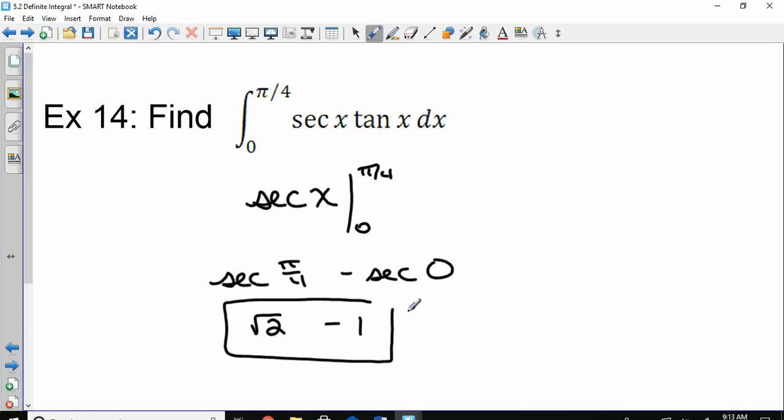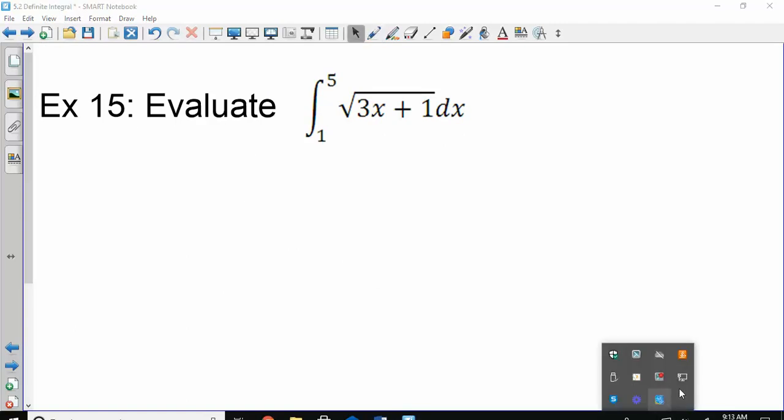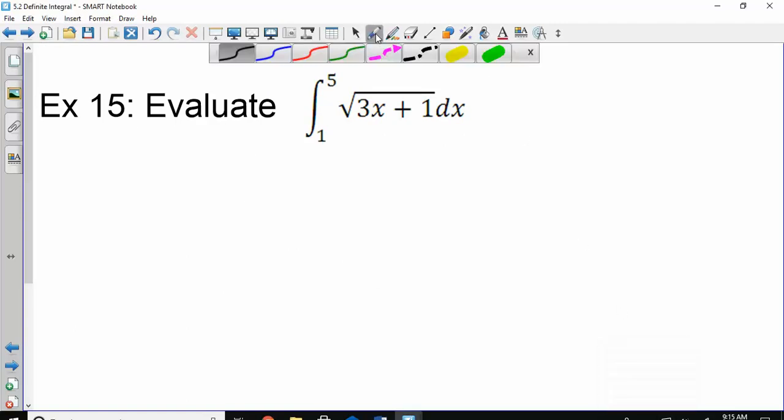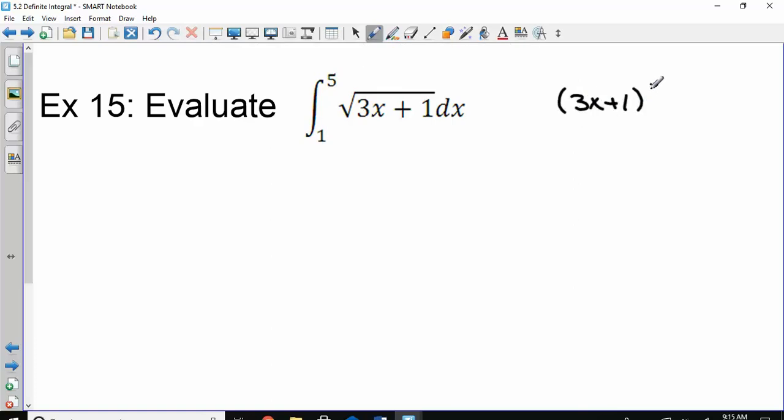Why don't you guys try the next one, see if you can get it. You might need to rewrite your problem without a radical. So you have to think of this as a 1/2 power. So if you add 1 to the power, that makes it a 3/2, which means you need a 2/3 in front. You're also going to need a 1/3 to cancel that 3 when you do the chain rule. So you had a 2/9 integral from 1 to 5 of 3x plus 1 to the 3/2.